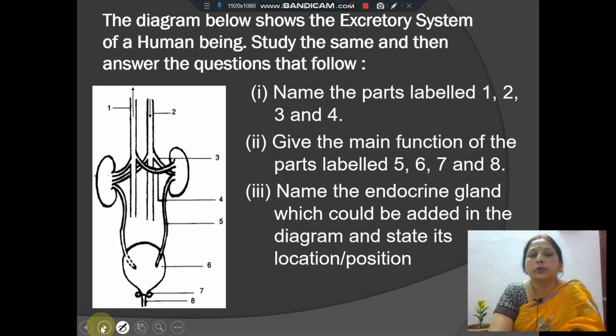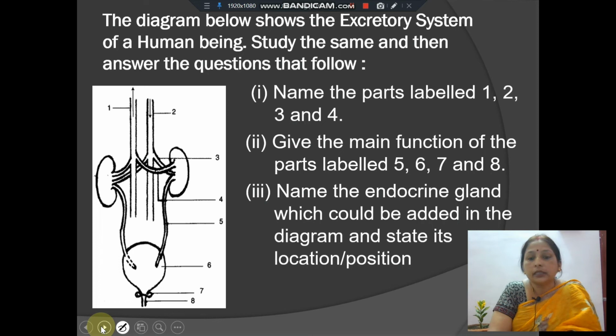The diagram below shows the excretory system of human being. Study the same and then answer the following questions. Name the parts labeled 1, 2 and 3. And this question, whenever we give this question, the students are confused about the labeling of 3 and 4. So 1 is the posterior vena cava, 2 is the aorta. The vein which comes from 1 is the renal vein, and the vessel which comes from 2 is the renal artery. So 3 is the renal artery, 4 is the renal vein.